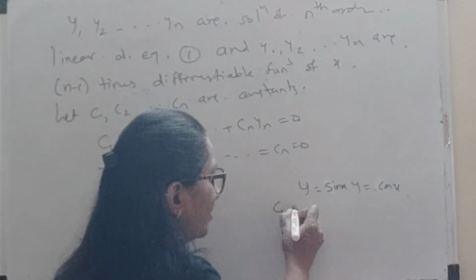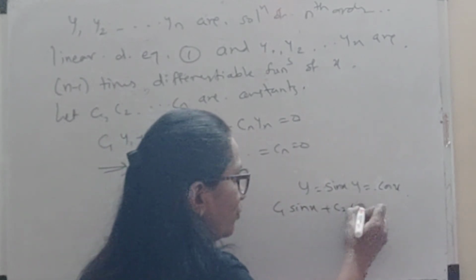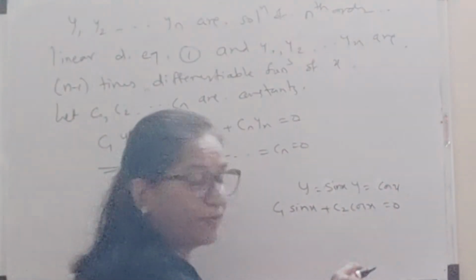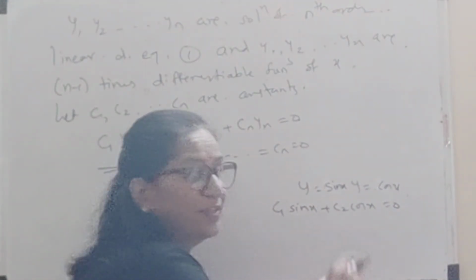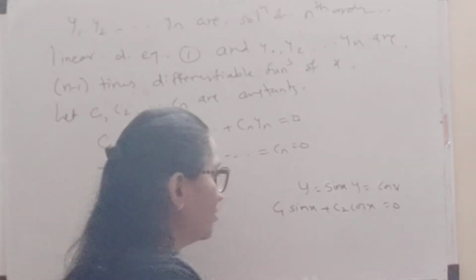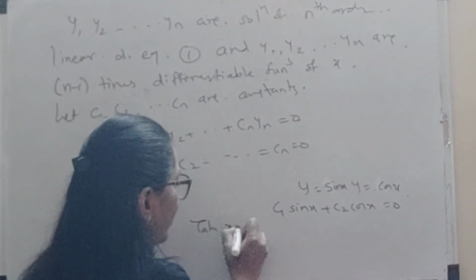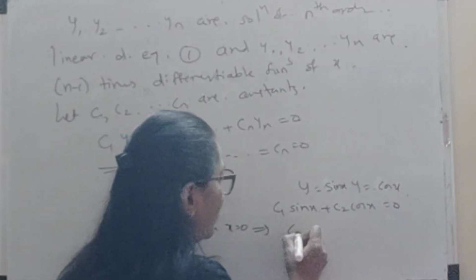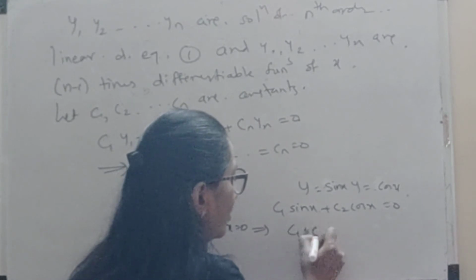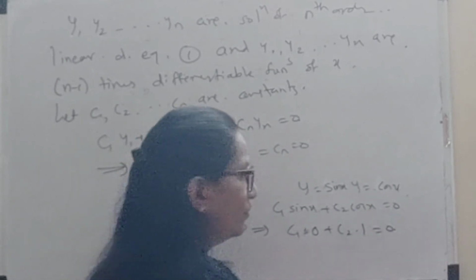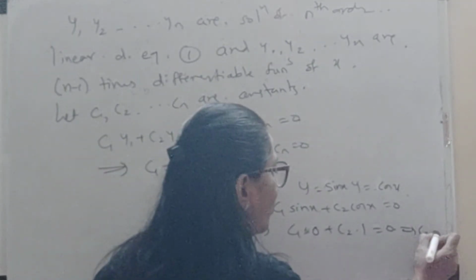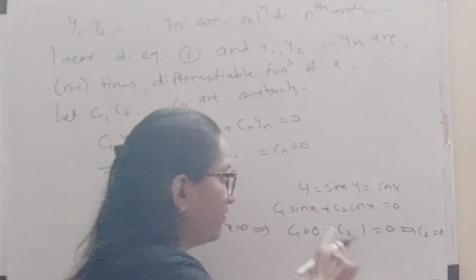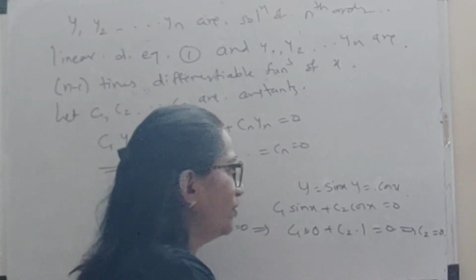So take the linear combination c1 sin x plus c2 cos x equal to 0. Now we have to check for any value of x whether c1 and c2 both are equal to 0 or not. So take x equal to 0. So sin 0 is 0, cos 0 is 1. Therefore c1 into 0 plus c2 into 1 is equal to 0. So that gives us c2 equal to 0, and putting c2 equal to 0 again in the same equation over here, I'll get c1 equal to 0.